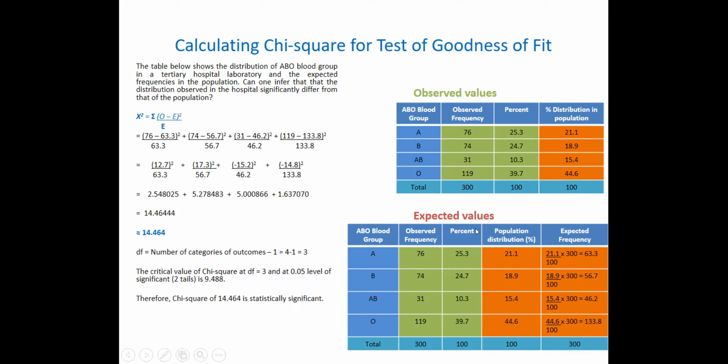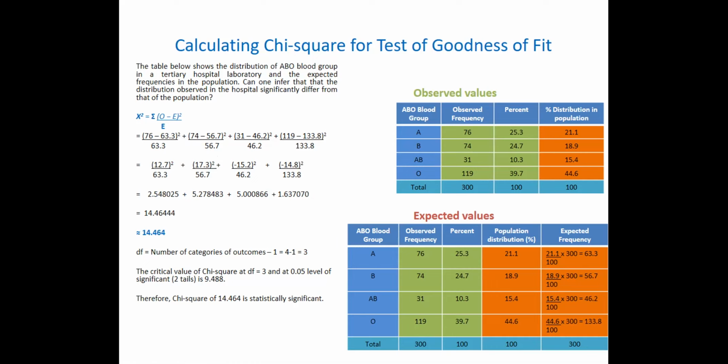So you know the observed frequency and now you know the expected frequency. Applying the formula, there are 4 categories: observed minus expected, squared, over expected. Look at it: 76 minus 63.3 squared over 63.3. You do it for all of them and add them together, and the chi-square is 40.464.